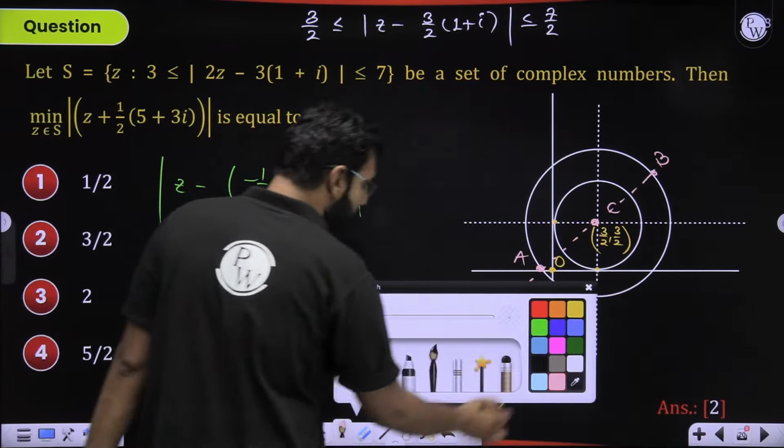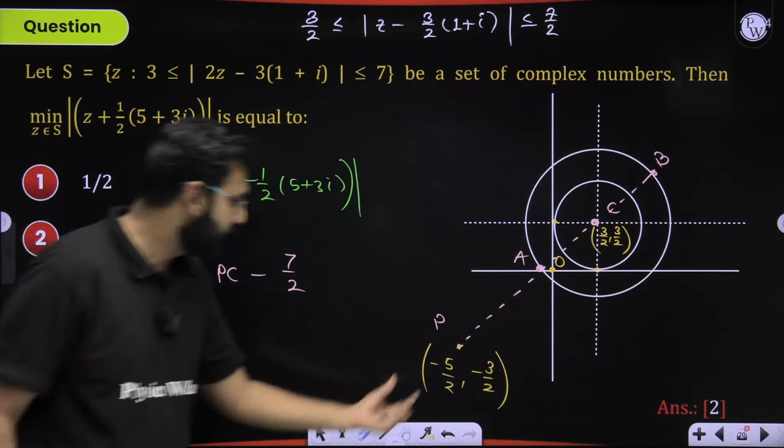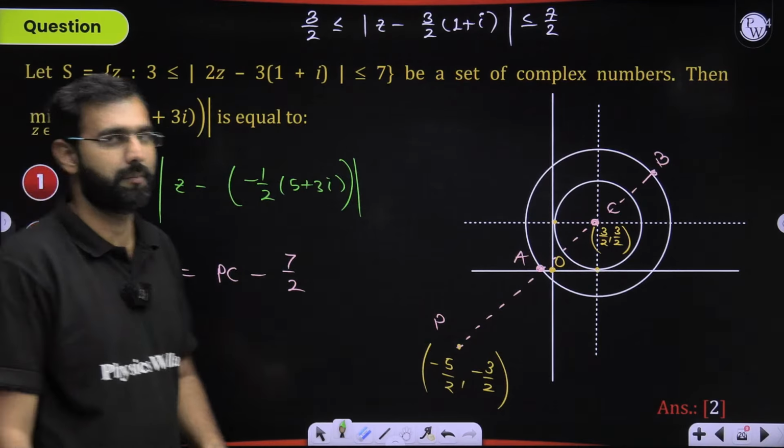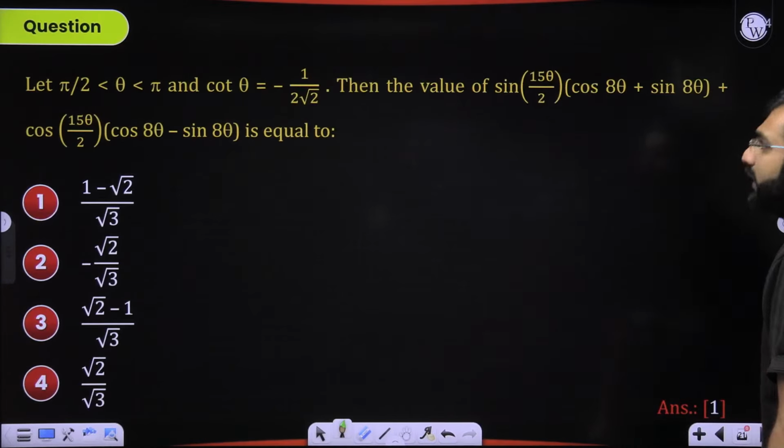So from here, what I do is, PC distance formula you can use. Distance formula between P and C you can use, and with that 7 by 2 needs to be subtracted, which you can do by yourself. Can I skip that calculation? You will do that by yourself and get the final answer.